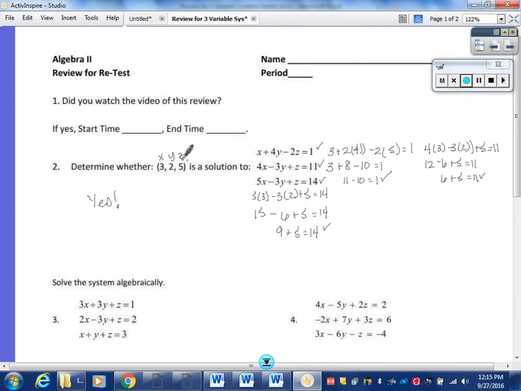This ordered triple is a solution to this system, and that's because I got a true statement here, a true statement here, and a true statement here. If all of them are true, the answer is yes. If any of them are false, the answer is no.